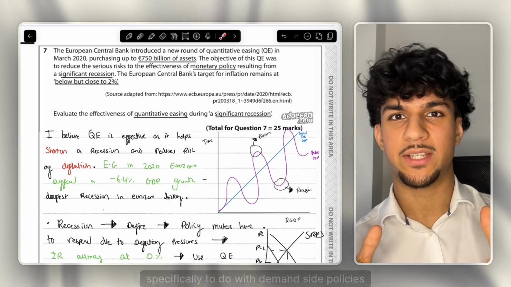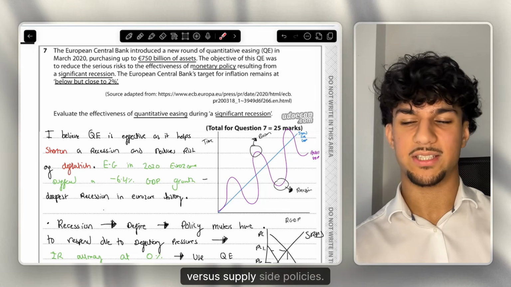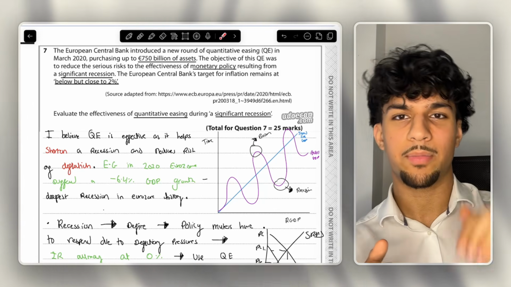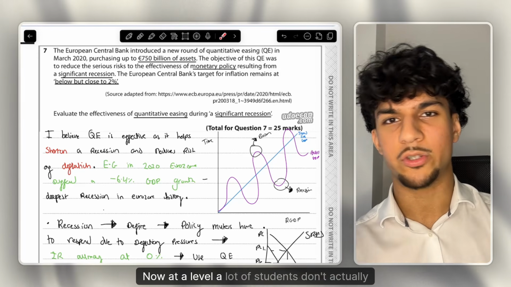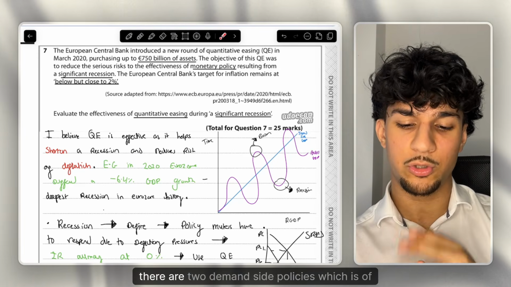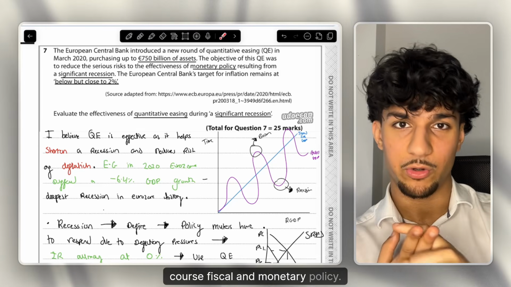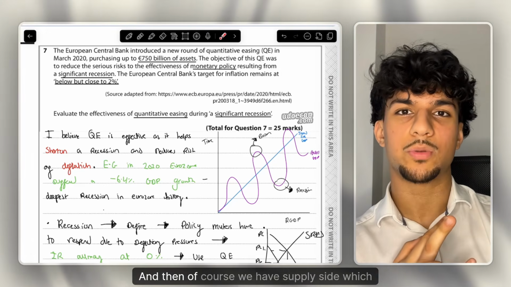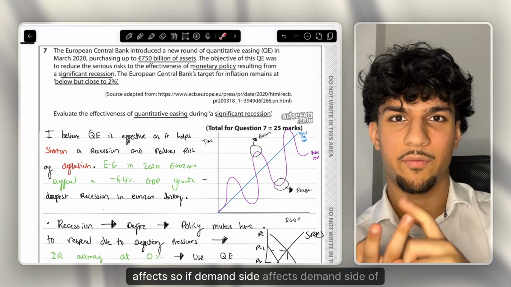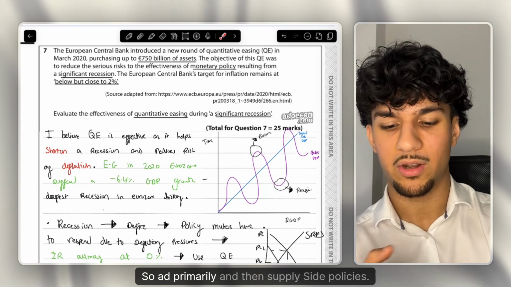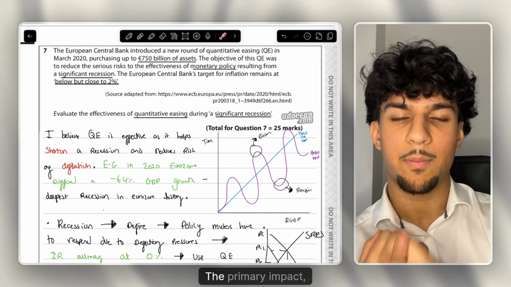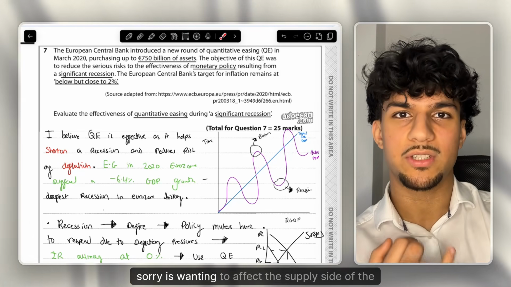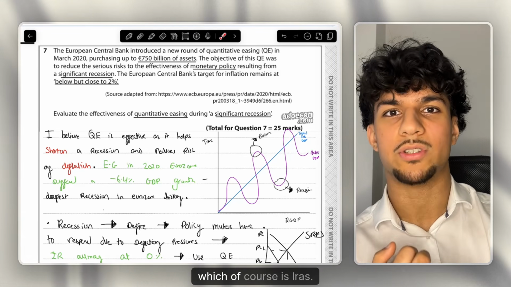But the evaluation point is specifically to do with demand side policies versus supply side policies. So quantitative easing is a monetary policy. Monetary policy, you should know, is a demand side policy. Now at A level, a lot of students don't actually know the difference. There are two demand side policies, which is of course fiscal and monetary policy. They affect primarily the demand side of the economy, so AD. And then supply side policies, the primary goal is wanting to affect the supply side of the economy, which of course is LRAS.